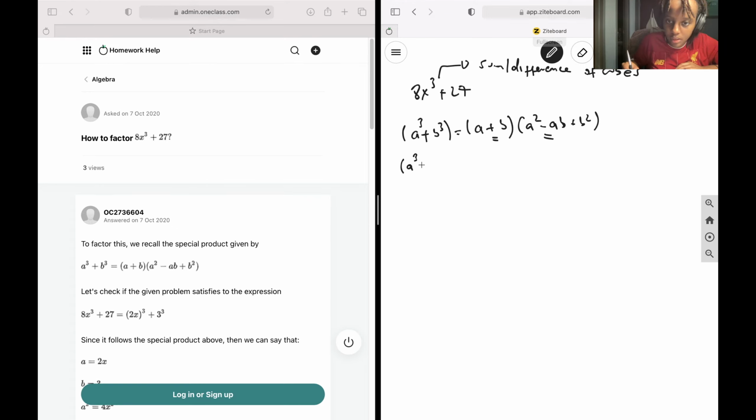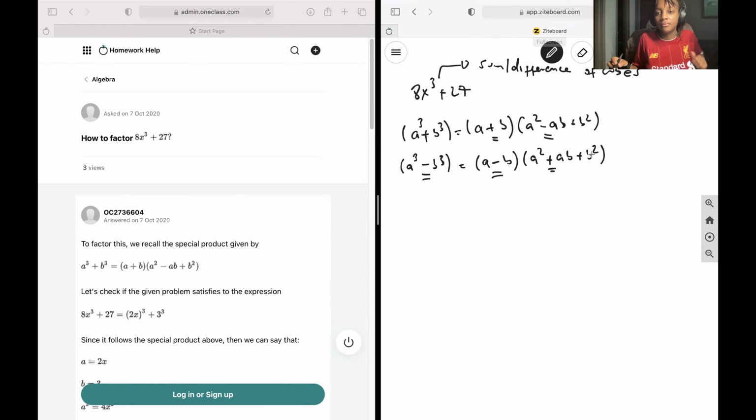And let's just repeat that. A cubed minus b cubed is a minus b, same sign, then a squared plus ab plus b squared, opposite sign. Okay, so now we want to write this in a form where it's a sum of cubes.